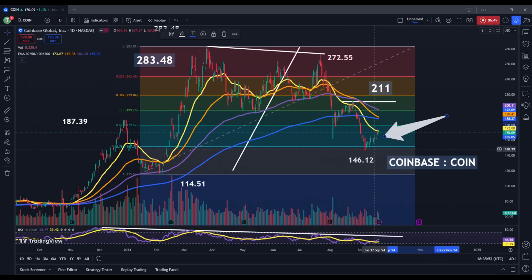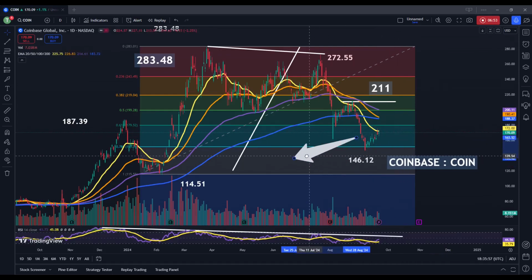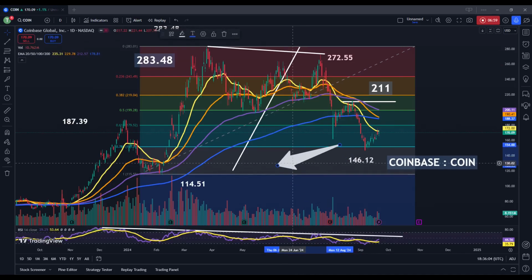If we do see a break below this 142.12 area, I would then expect to see a full retracement of this entire trending move to the top side. And then I think that you're probably most likely looking at a retest of that 115 level first. To the top side, as I said, the major level of resistance comes in at 211. And then from there, we would be looking at a retest of the prior highs at 272.55.